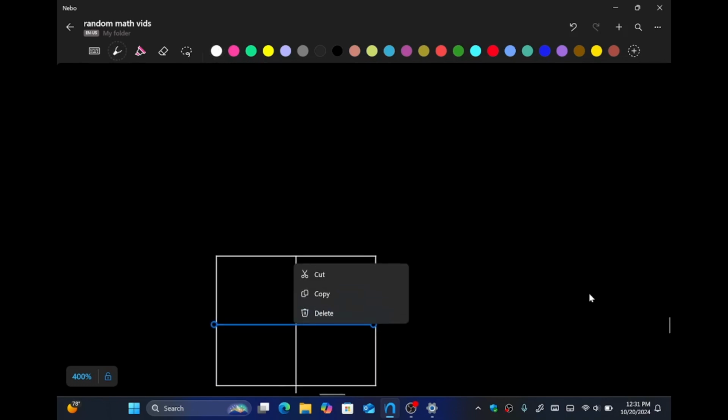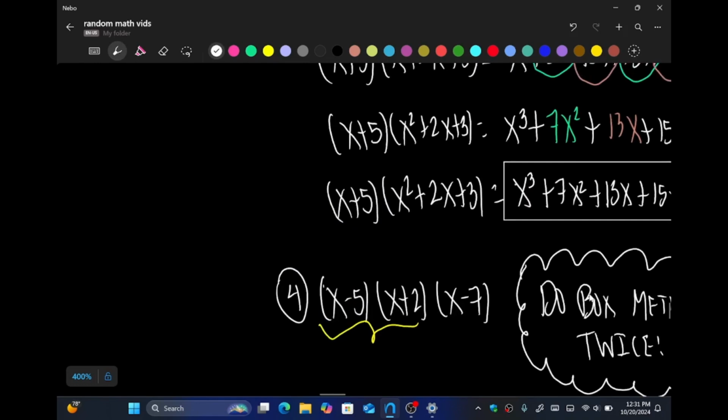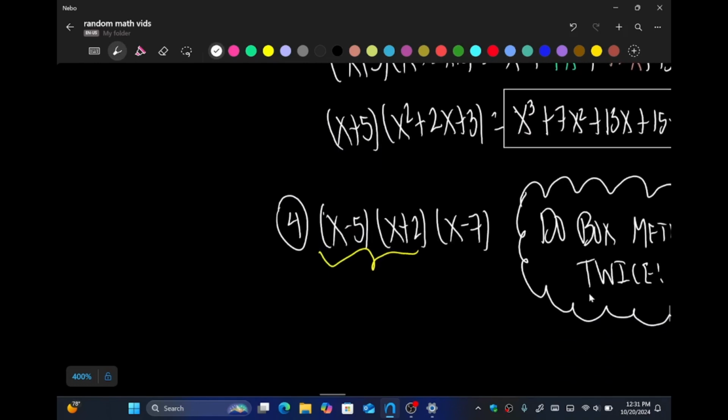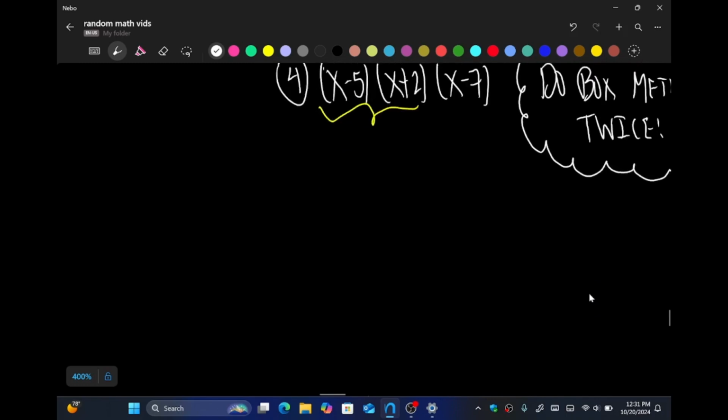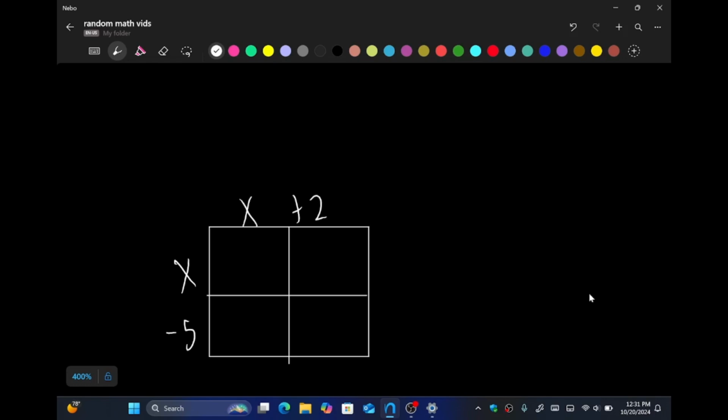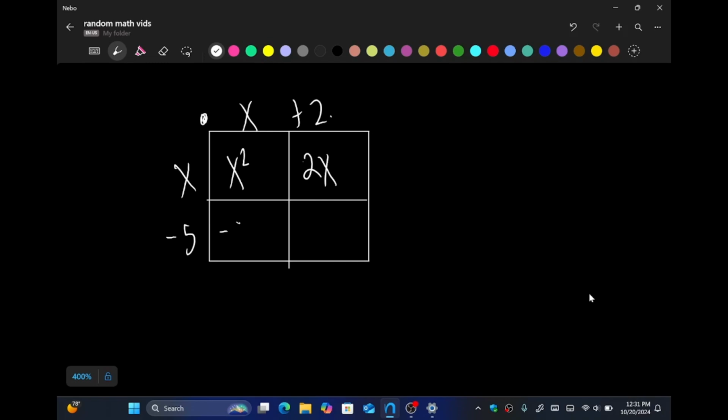Okay, so we're going to go ahead and do it this way. So it's going to go the following way. Let me see here. X minus 5 times x plus 2. So let's just go ahead and do this. So same thing, guys. You're multiplying each term. So x squared here. And then 2x, 2 times x is 2x, so 2x here. And then negative 5 times x is negative 5x.